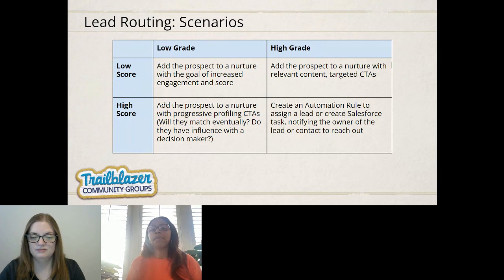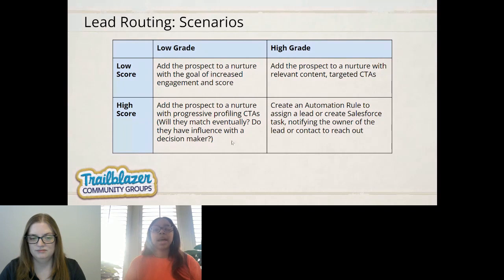The second option, top right, would be someone with a low score and a high grade. So ideally, this prospect is someone we're interested in, and we want to work with them, but they haven't engaged with us much. So in this instance, we're going to add the prospect to a nurture with relevant content and targeted CTAs, based on what we know they would be interested in because their grade is high. Based on what Jessica mentioned earlier, we're using company, location, role to send them relevant content to increase their score. And ideally, once they hit our scoring threshold, we would then be sending them over to sales for BDRs or the sales team to follow up on.